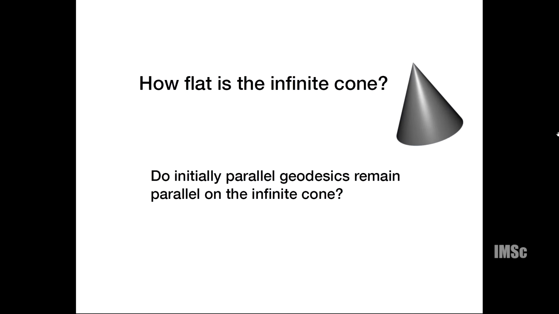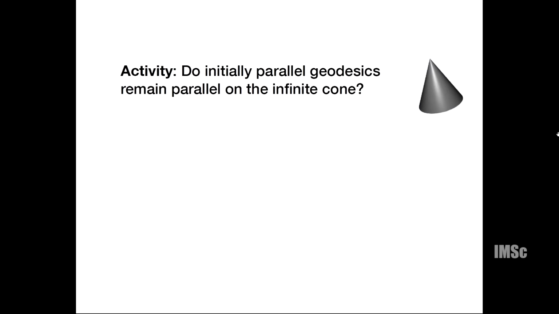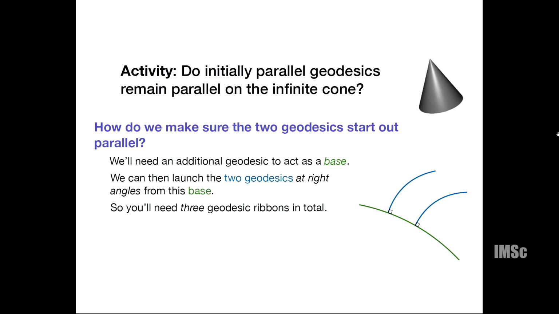And we'll see, so let's all look at that. We can work in pairs again, because it's helpful to have a person to hold the cone while the other person follows the geodesic. And as an activity, I want to check just that. Do initially parallel geodesics remain parallel? If not, what happens to them on a cone? But very quickly, how do we make sure the two geodesics actually start out parallel?